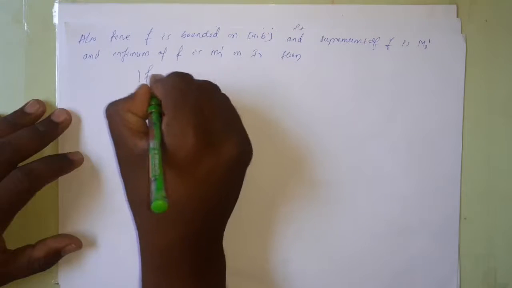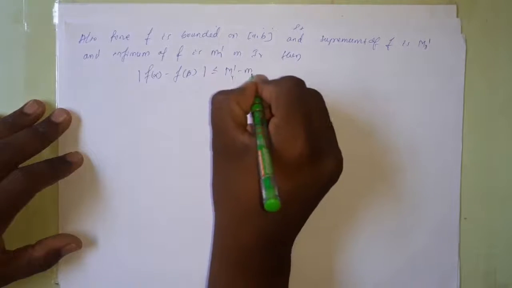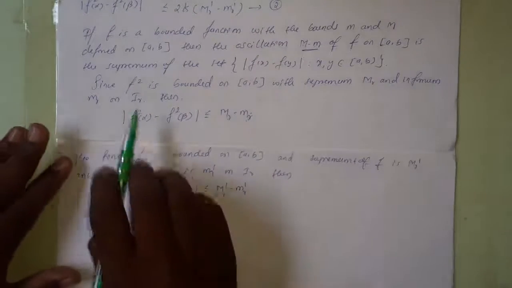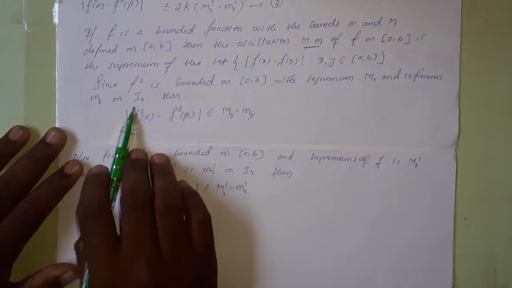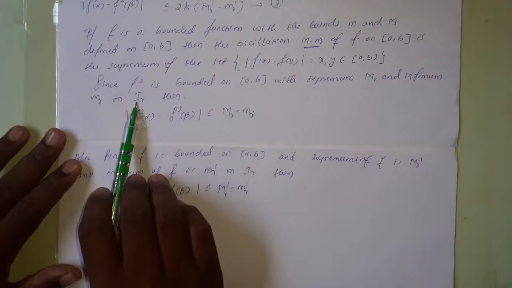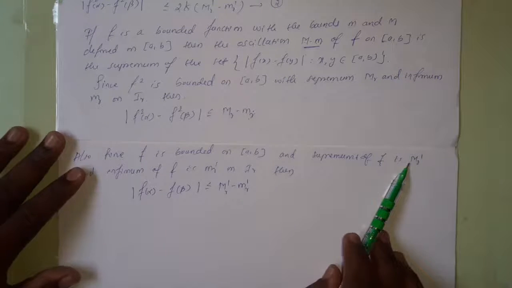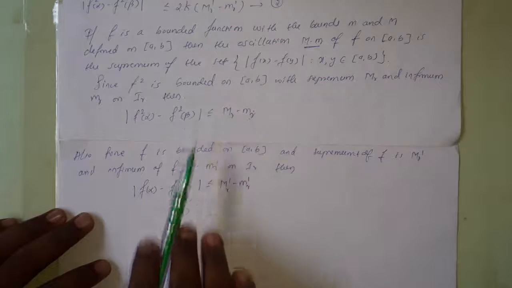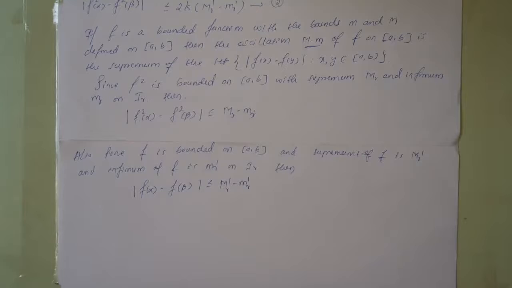Then here we can write |f(alpha) minus f(beta)| is less than or equal to M_r dash minus m_r dash. So in the previous step, we applied that f square is bounded on [a, b], and this M_r and small m_r are the supremum and infimum of the function f square on I_r. Then this is our result. Here f is bounded on [a, b], and the supremum of f is capital M_r dash and the infimum of f is small m_r dash on I_r. These two depend on the statement that oscillation is the supremum of the set |f(x) minus f(y)|.